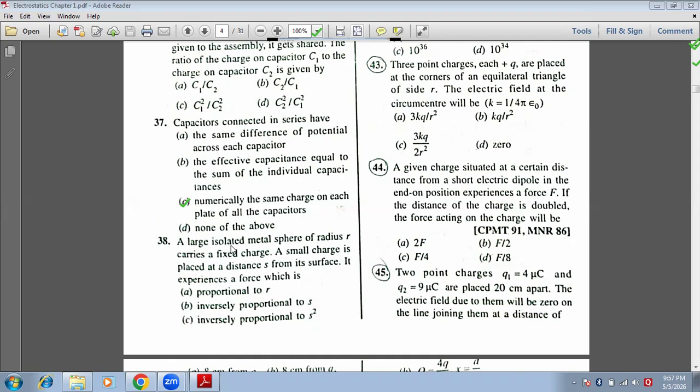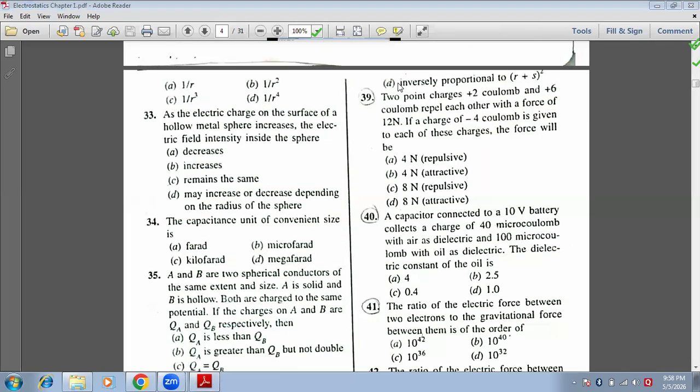A large isolated metal sphere of radius r carries a fixed charge A. A small charge is placed at a distance s from its surface. It experiences a force which is option A, proportional to r, option B, inversely proportional to s, option C, inversely proportional to s square, option D, inversely proportional to r plus s whole square. Correct answer, option D, inversely proportional to r plus s whole square.